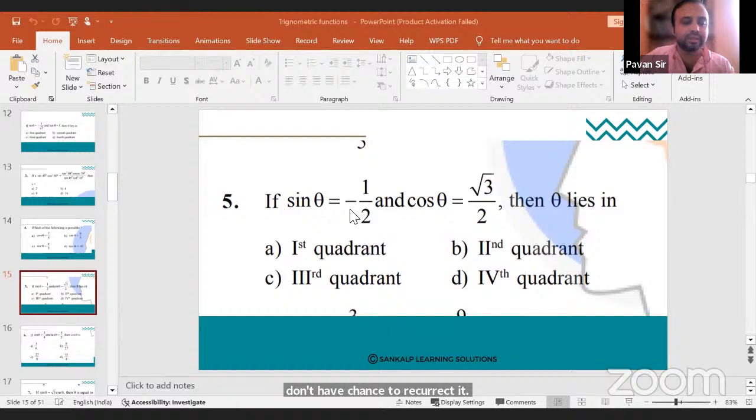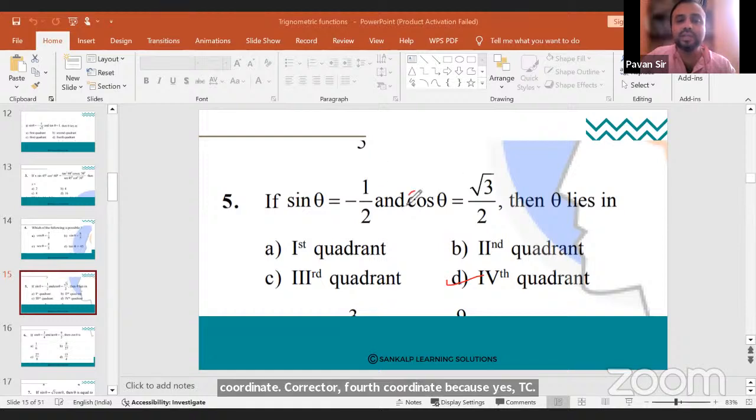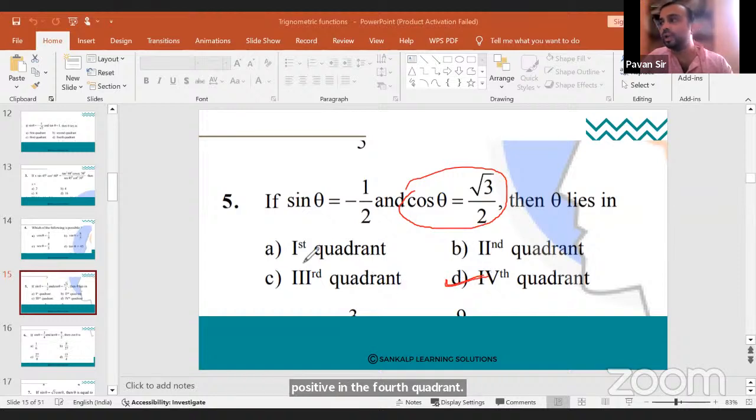Yes, D is the answer. Many of you have given D as the answer. Absolutely. It is a direct question. It is the fourth quadrant. Correct? Fourth quadrant, because ASTC. In ASTC, only C will satisfy, that is cos theta is positive in the fourth quadrant. So, fourth quadrant is the answer. Okay?